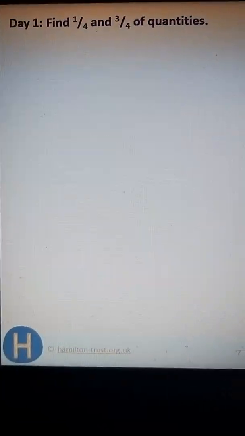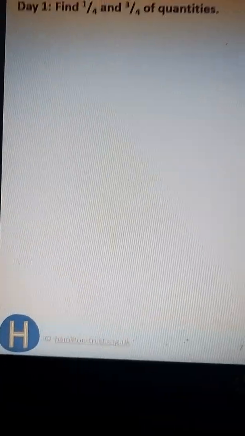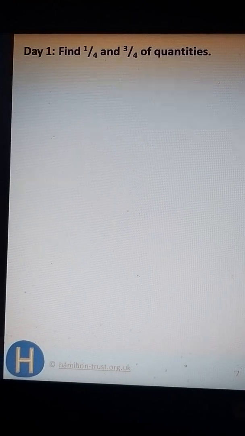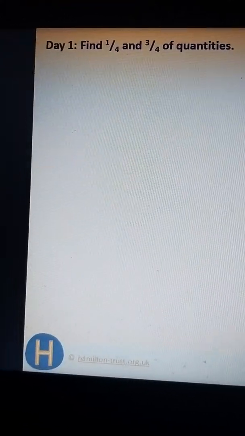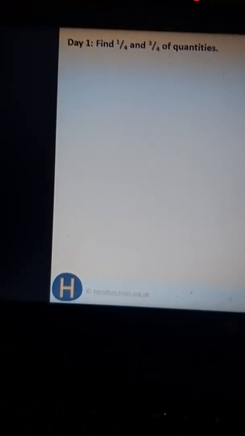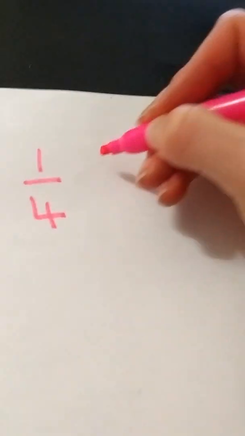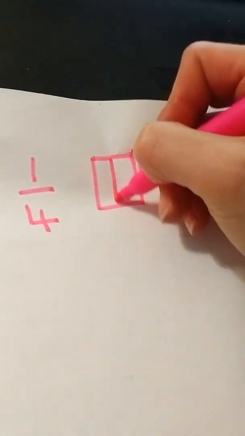Hi everyone. So today we are looking at 1/4 and 3/4 of different quantities. Okay, so I'm going to show you. I'm having to do the video myself today. I'm going to show you on my piece of paper, just to confirm, we are going to be looking at 1/4, which is in a square. I need 4 parts because 4 parts is the whole, and I'm going to shade 1. That's 1/4. Okay, and we're looking at 3/4.